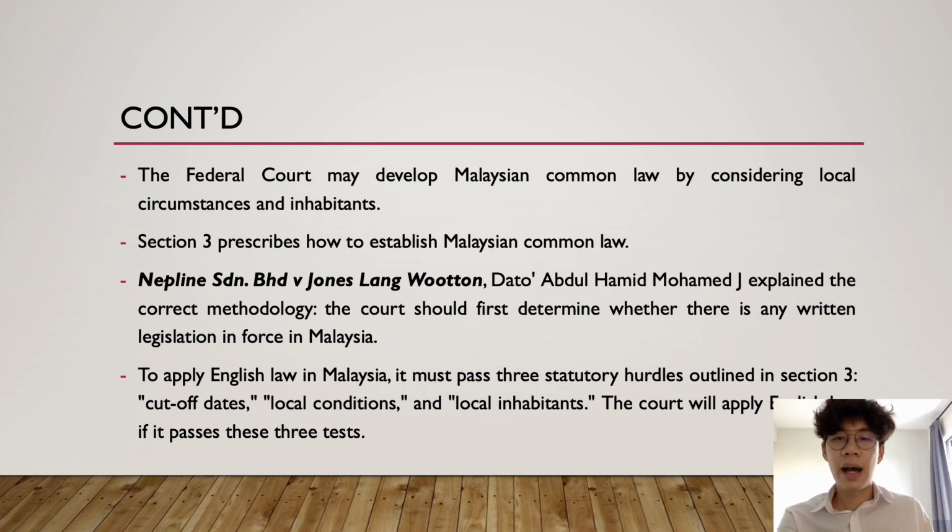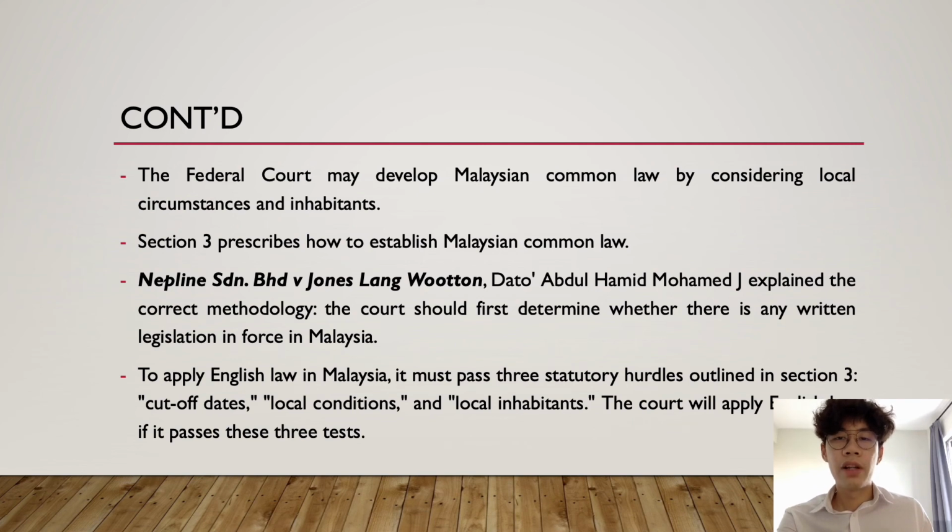Section 3 prescribes how to establish Malaysian common law. In Napline Sdn Berhad and Jones Lang Wootton, Dato Abdul Hamid Muhammad J. explained the correct methodology. The court should first examine whether there is any written legislation in force in Malaysia. If so, the court can stop looking. If none exists, the court should consider common law and equity rules. The court should evaluate whether local circumstances and local inhabitants allow it. Since there is no written law in Malaysia, the court can create its own common law if it rejects it in whole or in part.